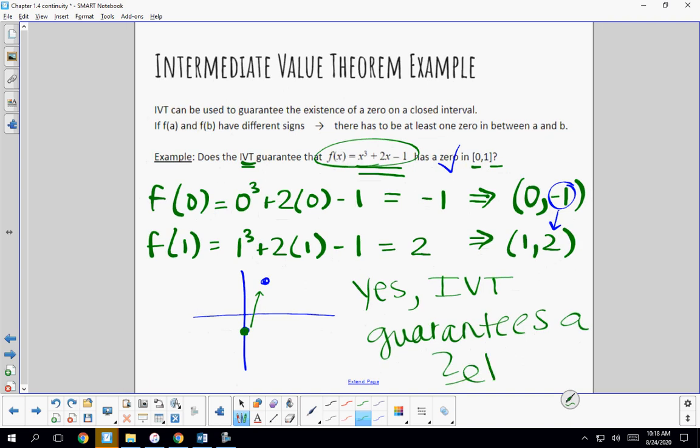And you don't have to explain any further because you used the theorem and you've shown the work to support your theorem. You would need to write in words, though, that this function is continuous because it's a polynomial.